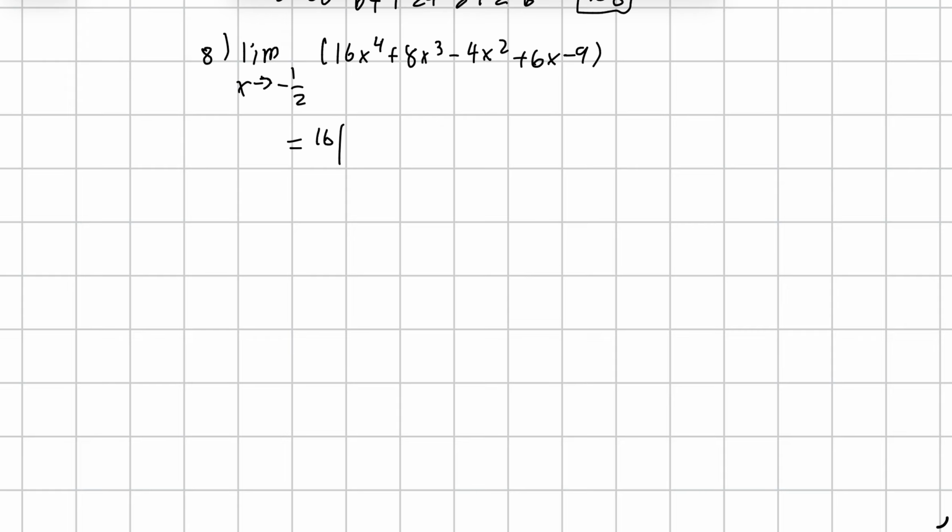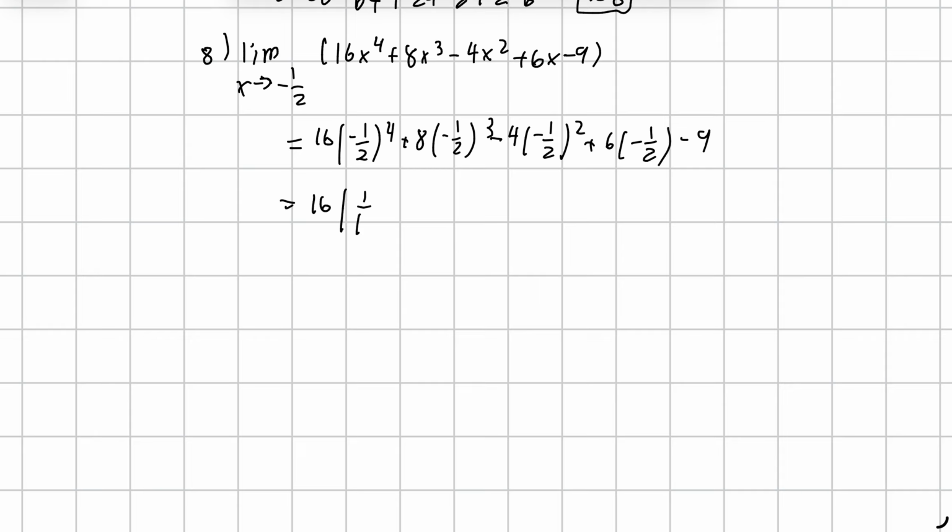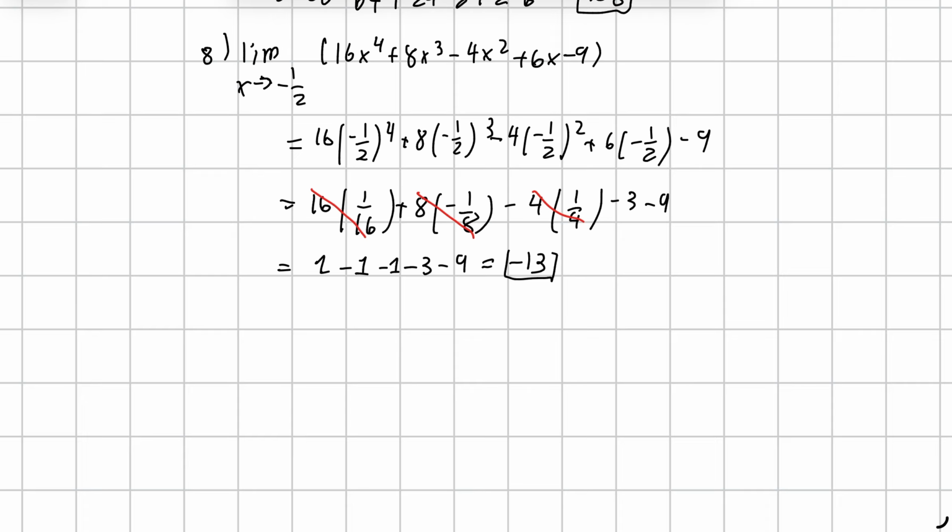We have 16 times negative 1/2 to the power of 4 plus 8 times negative 1/2 to the power of 3 minus 4 times negative 1/2 to the power of 2 plus 6 times negative 1/2 minus 9. We get 16 times 1 over 16 plus 8 times negative 1 over 8 minus 4 times 1 over 4 minus 3 minus 9. So this is going to cancel out, this is going to cancel out, this is going to cancel out. And we get 1 minus 1 minus 1 minus 3 minus 9, which is negative 13.